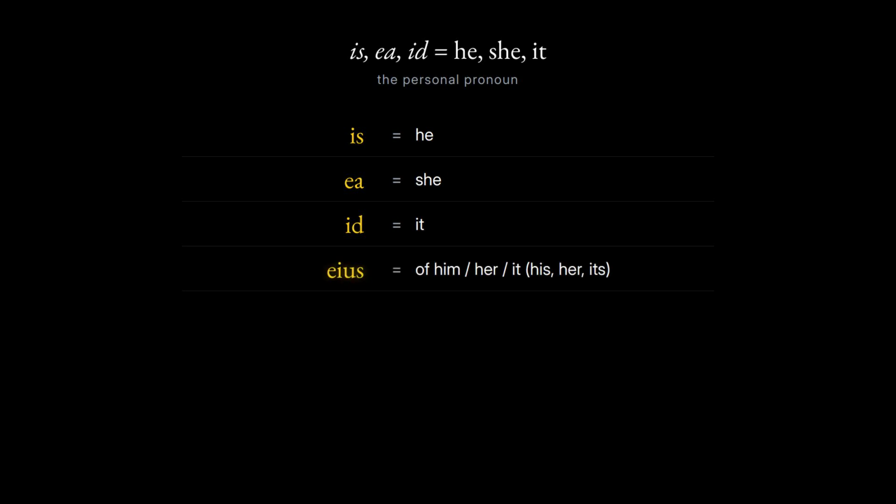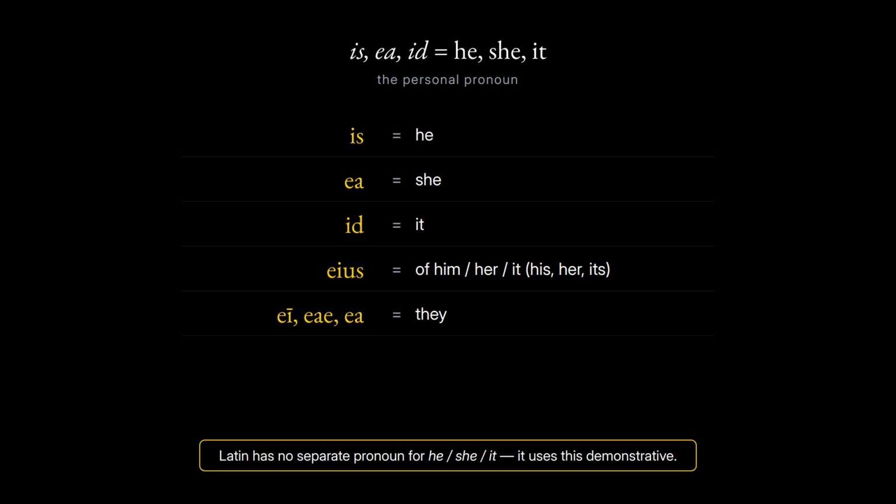Here is the second job this word does. Besides pointing out, this demonstrative is the regular Latin word for the personal pronoun he, she, it. So the nominatives mean he, she, it. Is, ea, id. The genitive means of him, of her, of it, that is his, her, its. Eius. And the plural is simply they and their. Ei, ea. Latin had no separate word for he or she, it just used this demonstrative.